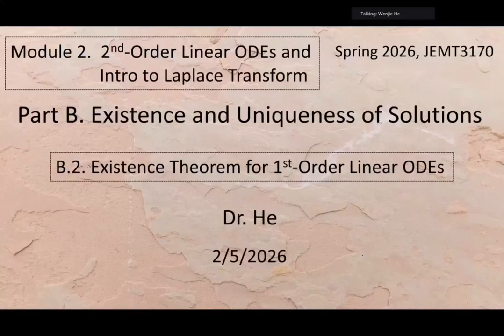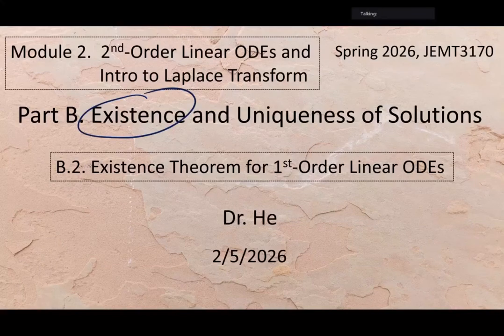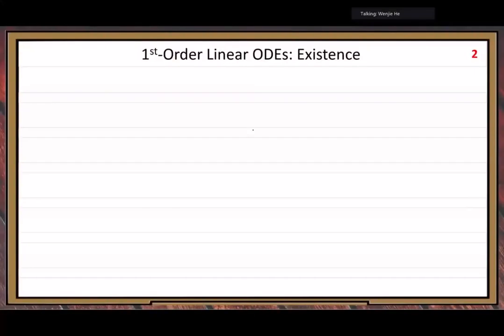B.2. Now, let's look at the existence theorem. Only the existence topic, but when we study that part, we look at the first order linear ODE case first, because it is much simpler. Then second order. All right. First order linear ODEs. Let's look at the existence topic.